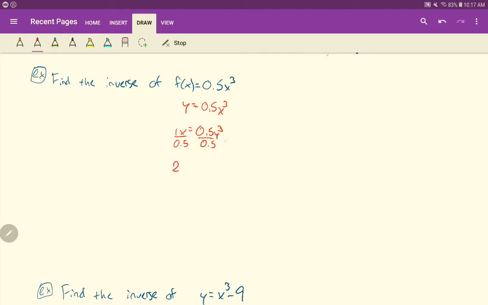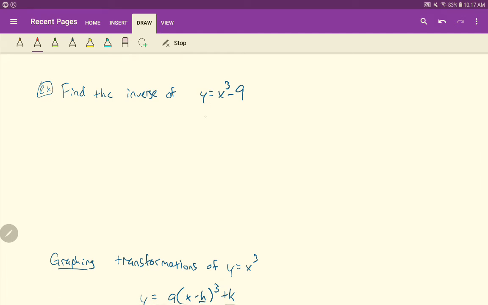Another way to think about this is that 0.5 is the same as 1/2, so you could also double both sides if you wanted to. That's another option, but we'll just do the divide by 0.5. Those cancel. We have y cubed, and so then 2x. And we cube root both sides, and we get y equals the cube root of 2x. And voila, there's our inverse. All right, let's try this next one.